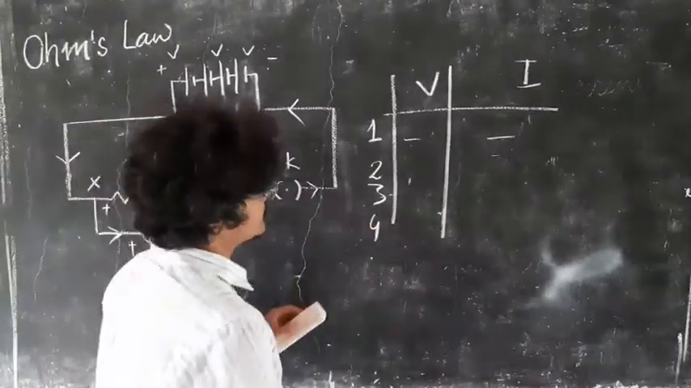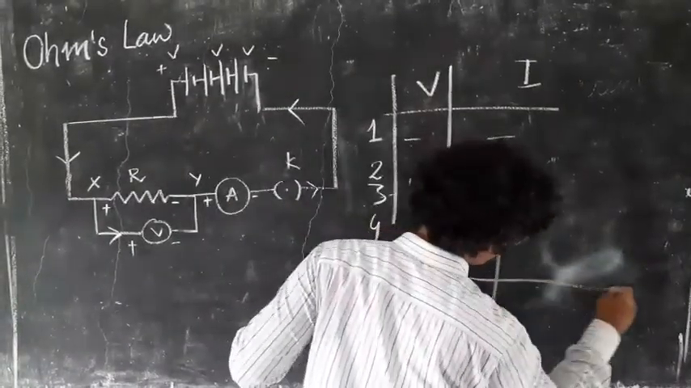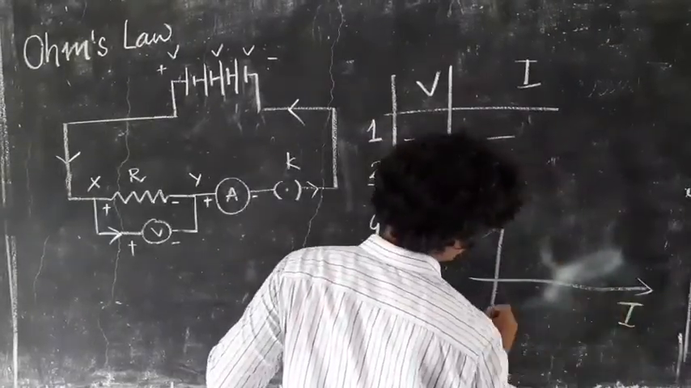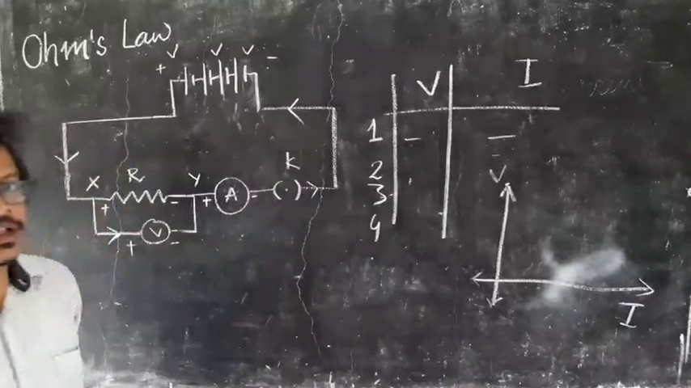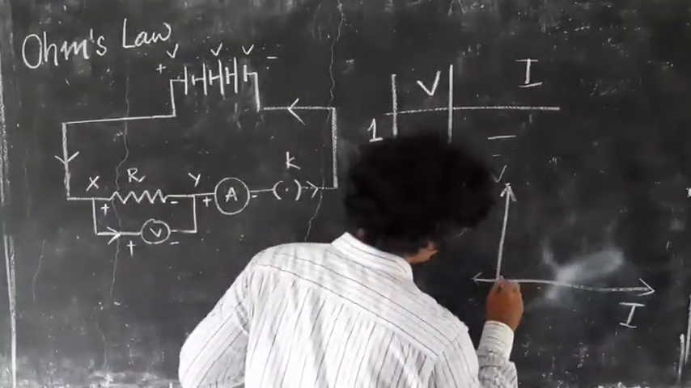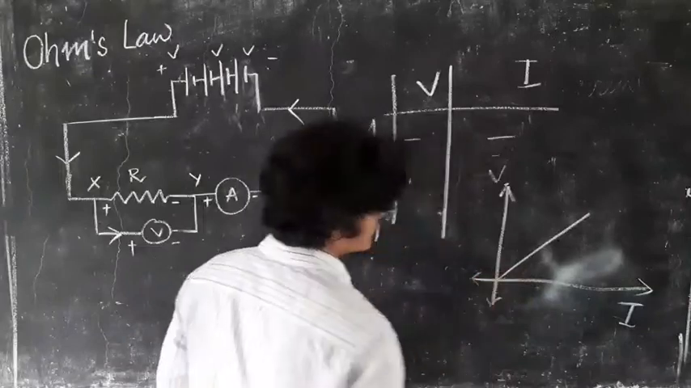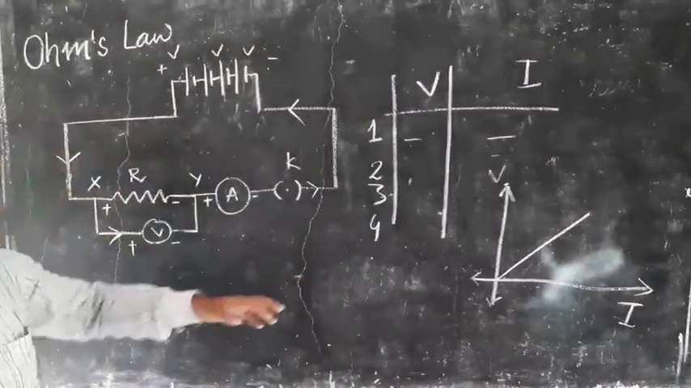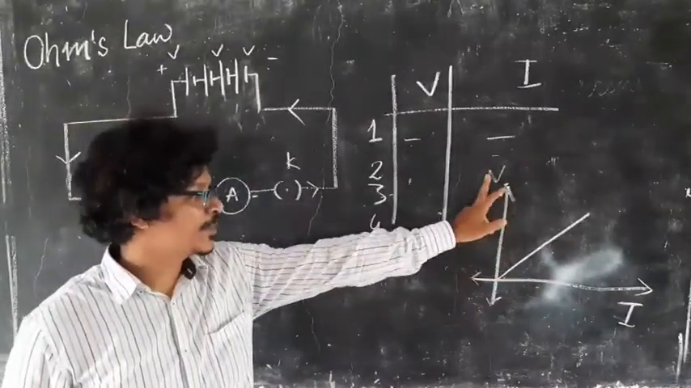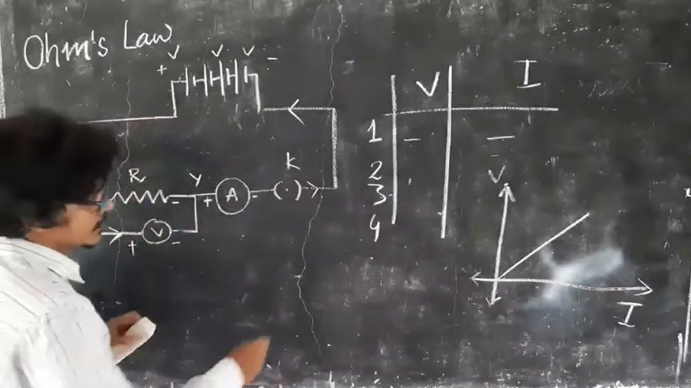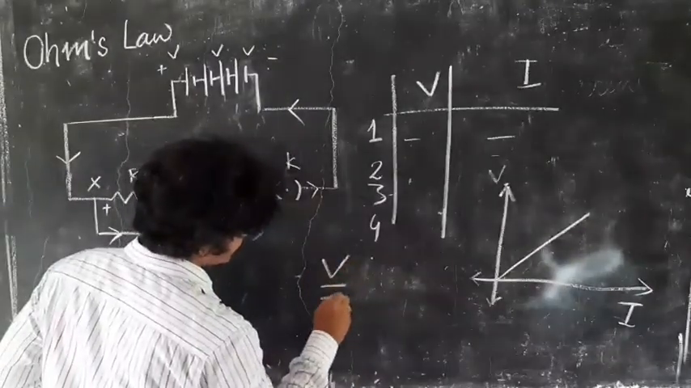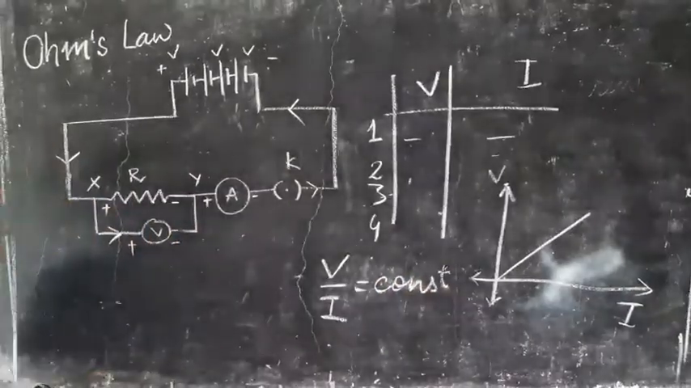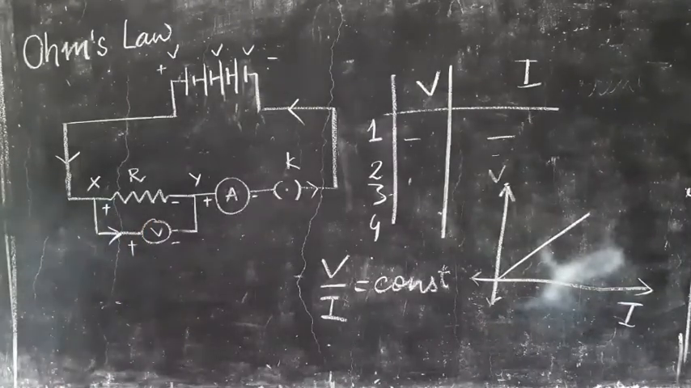plot a graph of V versus I. What will you see? You will get a straight line passing through the origin. What does this straight line tell? This straight line tells the relation between V and I. So V upon I is some constant. V upon I is constant. That constant is resistance.